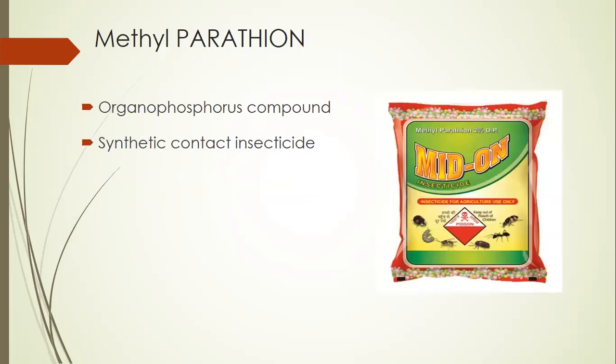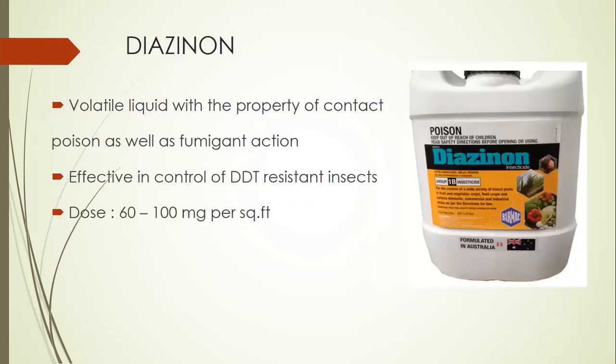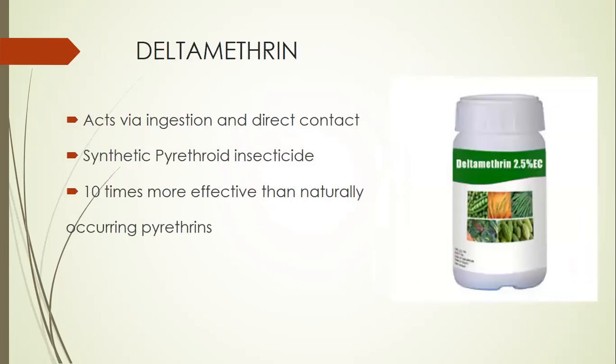Then methyl parathion, it is an organophosphorus compound. It's a synthetic contact insecticide. Then diazinon, it's a volatile liquid with the property of contact poison as well as fumigant action. It is effective in control of DDT resistant insects. Dosage is 60 to 100 milligram per square feet. Deltamethrin acts via ingestion and direct contact. It is a synthetic pyrethroid insecticide, 10 times more effective than naturally occurring pyrethrins.